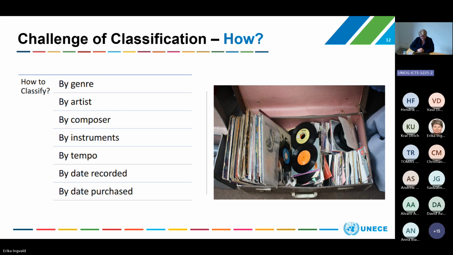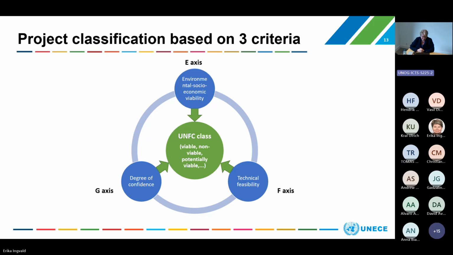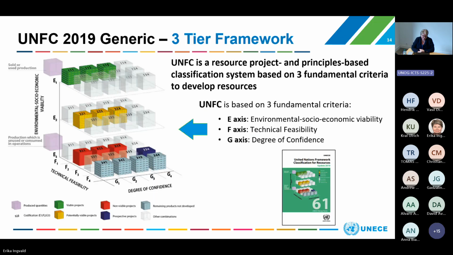The UNFC is based on 3 criteria. It's the environmental socioeconomic viability as one. We refer to it as the E-axis. You'll soon understand why. It's also the degree of confidence of your resource. How much do you know about your resource? How sure are you that what you know is true about volumes, for instance? And then we have the technical feasibility. Do you have the methods you need? Is everything in place to be able to produce the raw materials that you want?